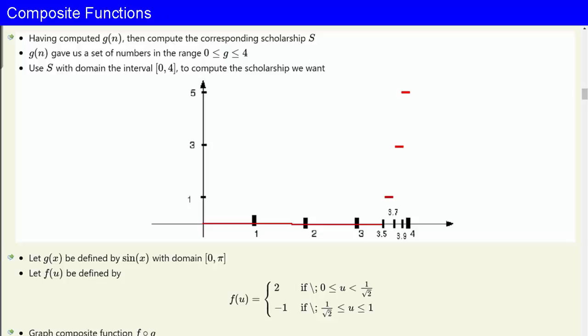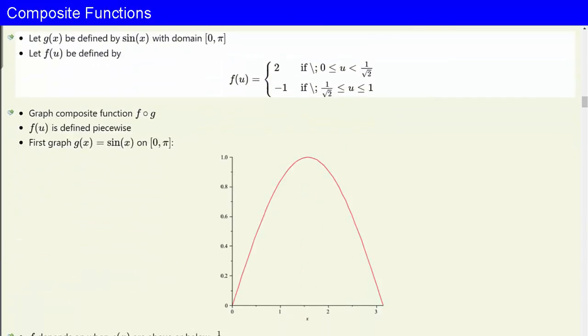Finally, we used a function f of u with domain the interval 0, 4, which computes the scholarship we want automatically. As you can see from this example, real-world composite functions can be complicated and time-consuming to work out in a lecture setting, so we will pretty much stick with pure mathematics examples to keep the important mathematical issues in sight. One last example.